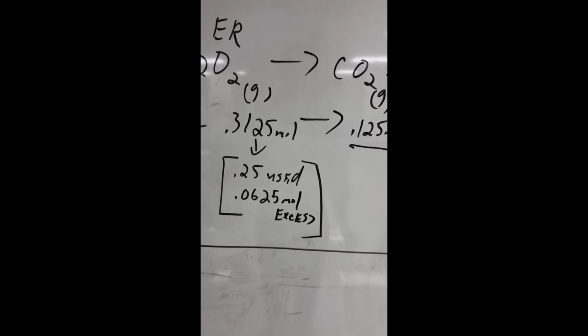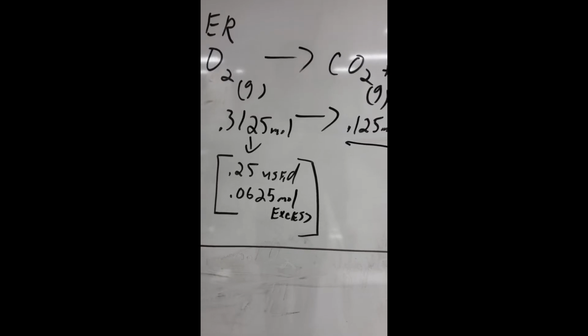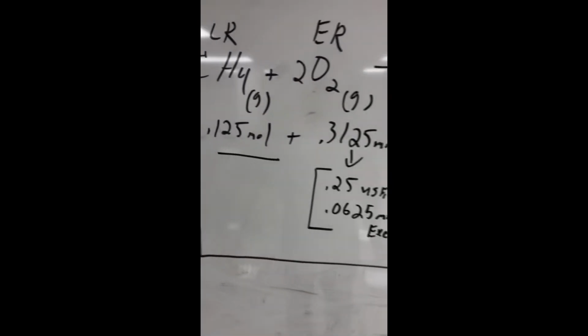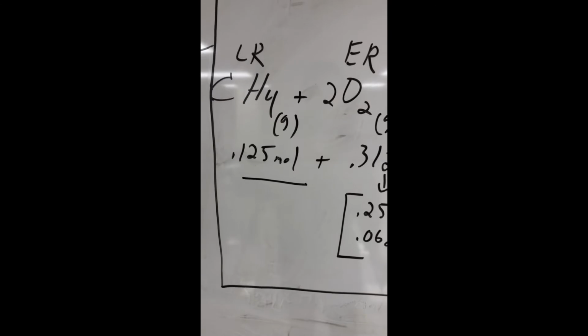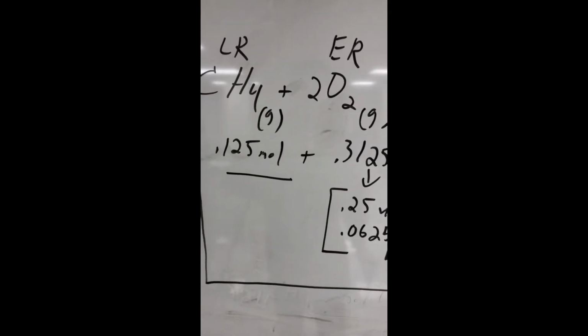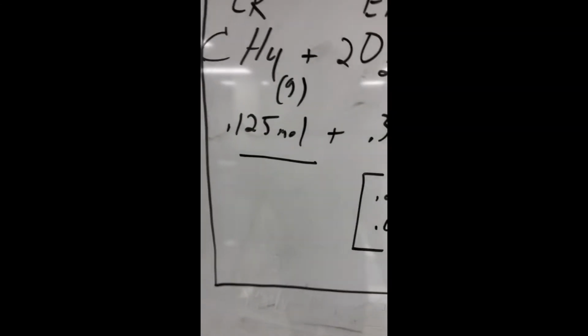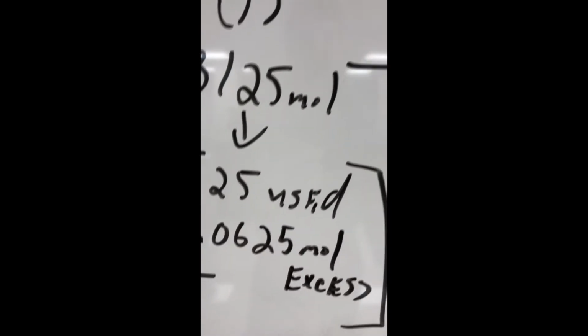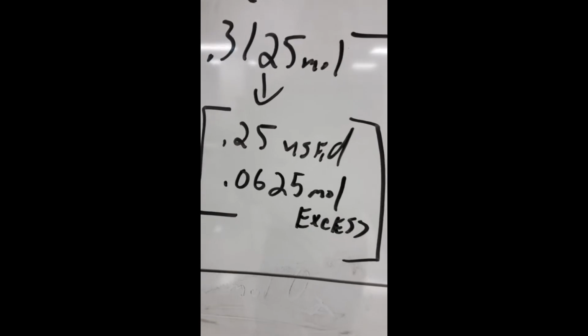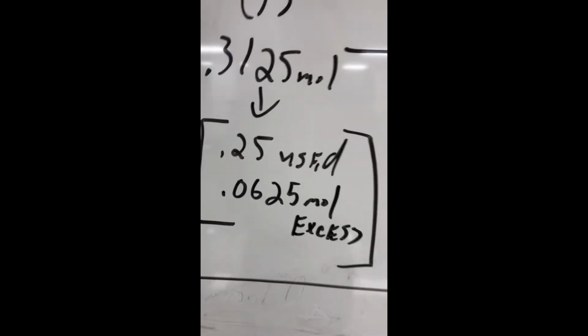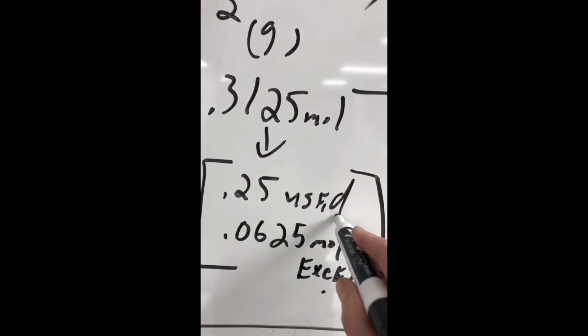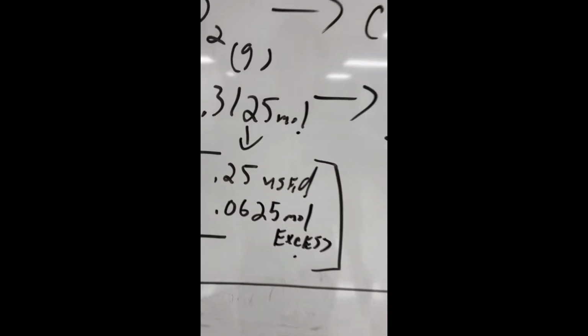And how do I know that 0.25 moles are used? I can calculate that. In fact, I don't even need a calculation because I know that this reacts in a 1 to 2 ratio. So notice 1 to 2 ratio, so we're going to double that amount for used. And there's my excess. Of course, excess plus used gets you the total that you start with.